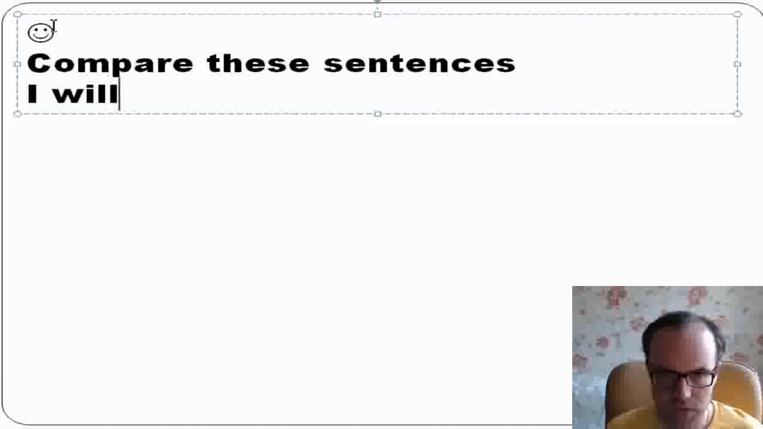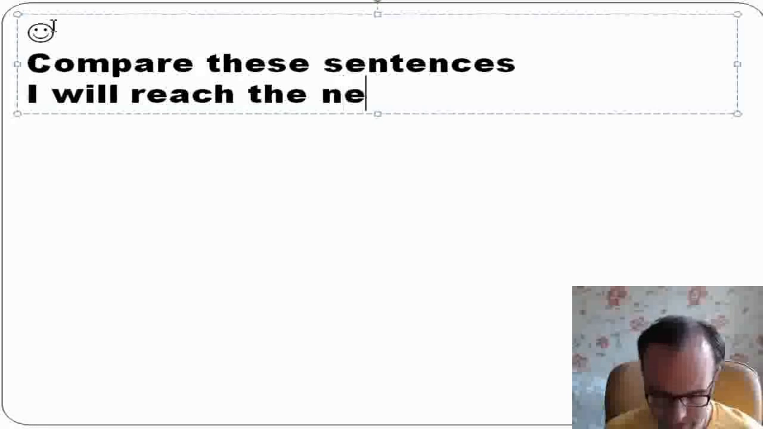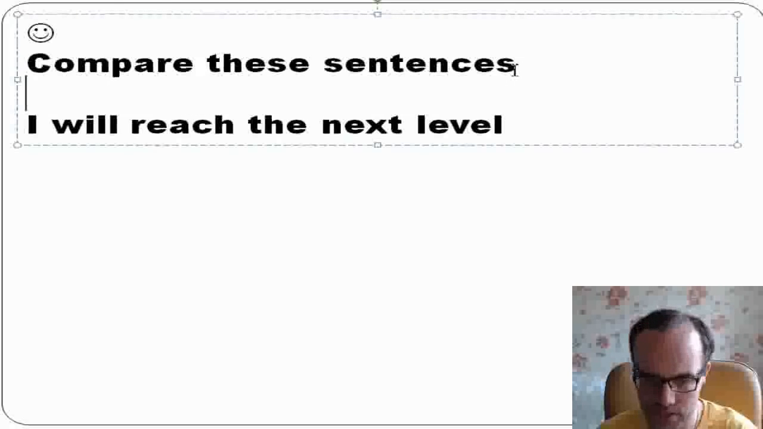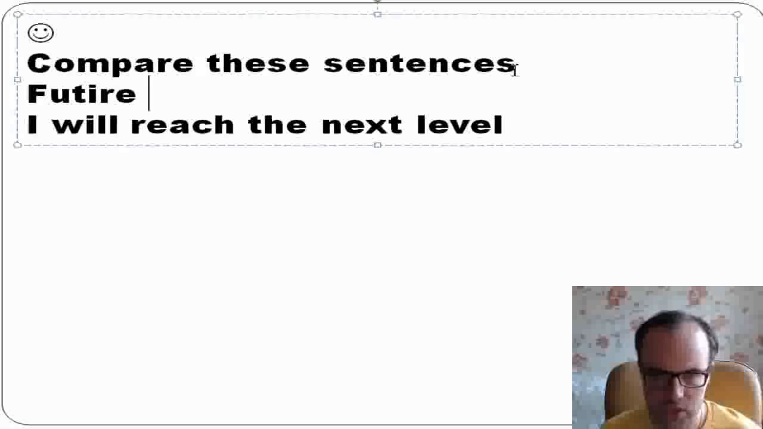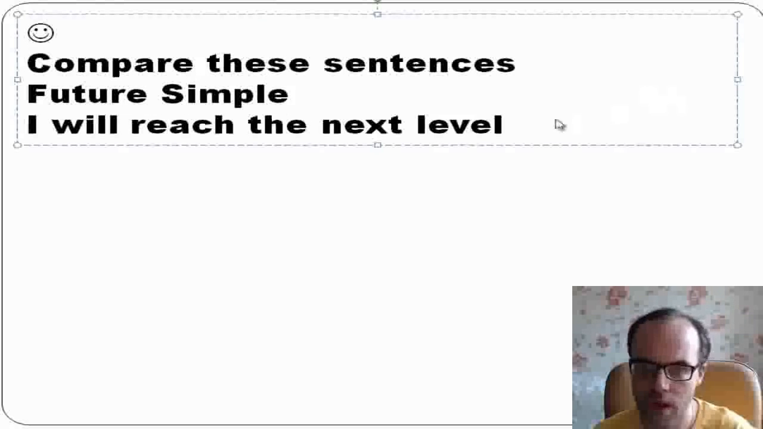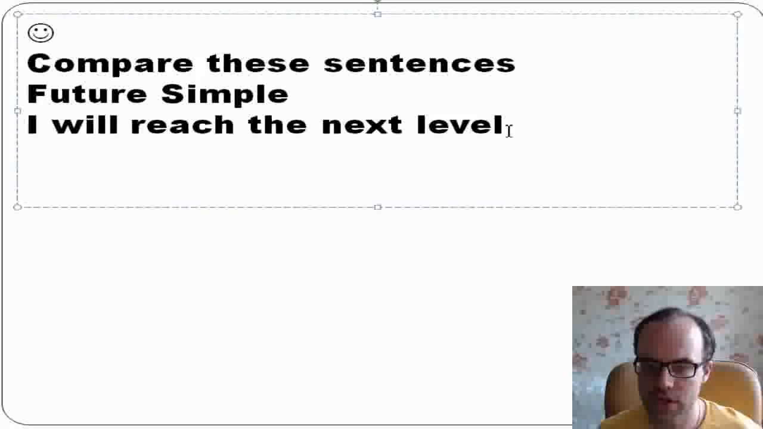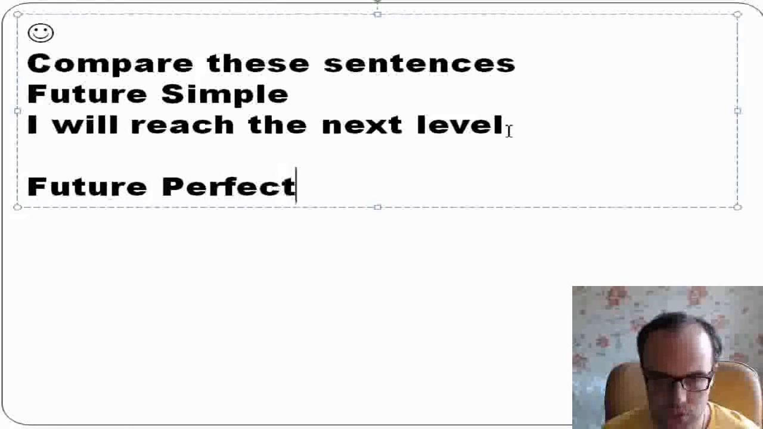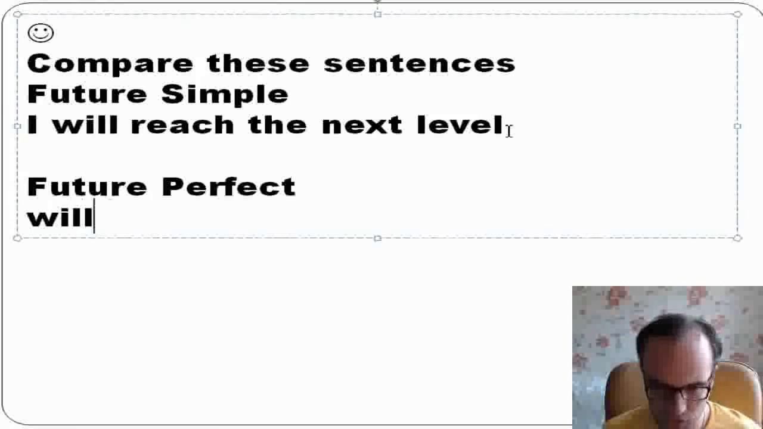I will reach the next level. Okay? So what tense is it? Right, it's future simple. But you can add "by", and then you'll use future perfect. So we form it this way.